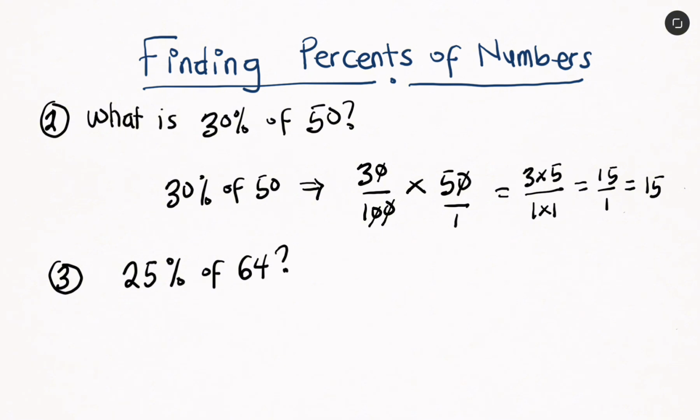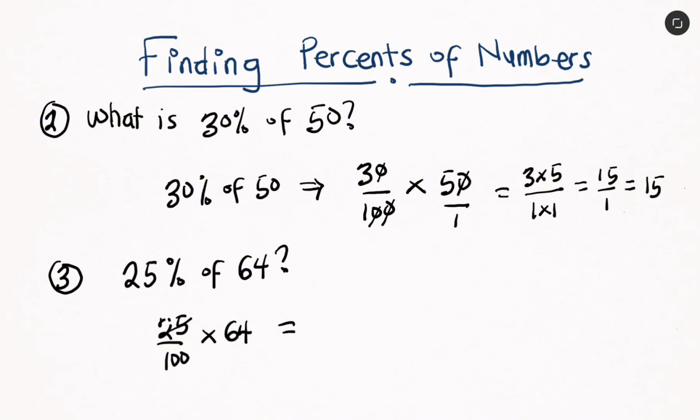Okay, so let's have a look at this problem. 25% of 64 means we have 25 divided by 100 multiplied by 64. Now if you look at this, we don't have any zeros to cancel, so we have to find another way of solving this easier. Now if you look at this, 25 divided by 100 is a fraction. We can simplify it or break it down further.